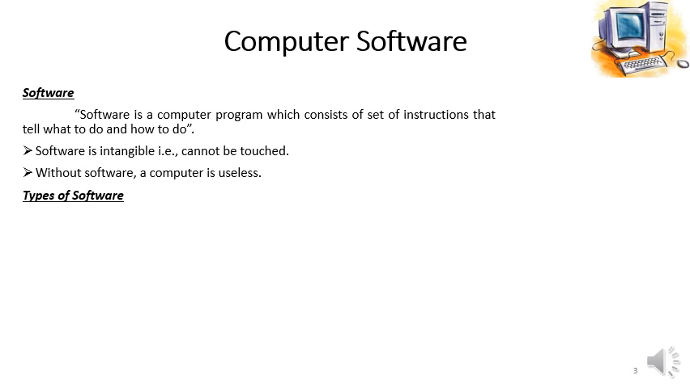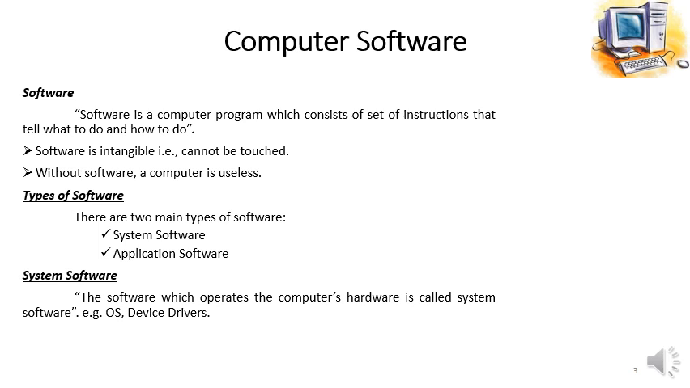Types of software. There are two main types of software: system software and application software. These are the two main types of software.